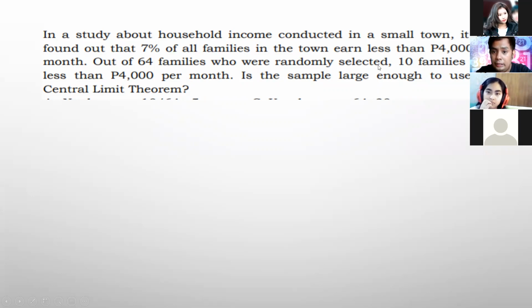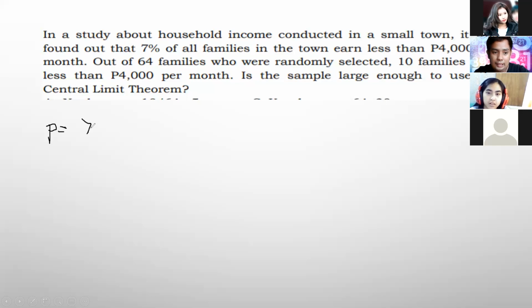64 families who are randomly selected, 10 families earn less than 4,000 per month. Is the sample large enough to use the central limit theorem? Tama ba, okay na ba yung 64 lang? Ang tanong natin. So, bago natin pumunta sa central limit theorem, hanapin muna natin ang population proportion. Ano ang population proportion natin? Anyone? Ano ang P natin?